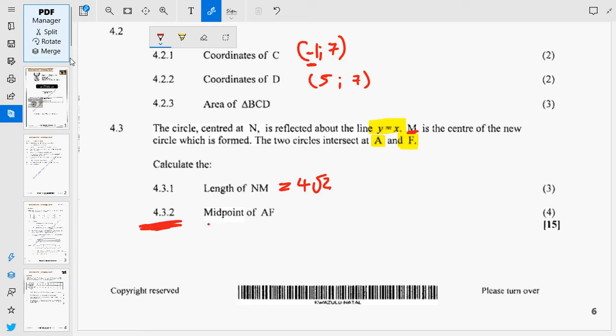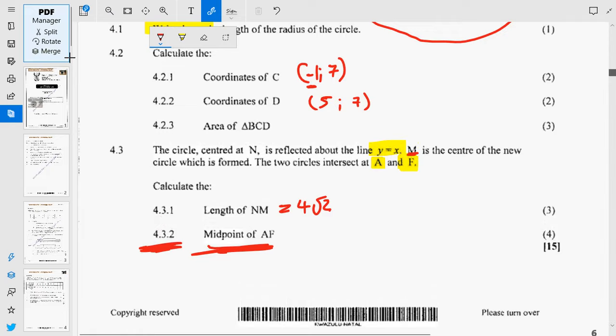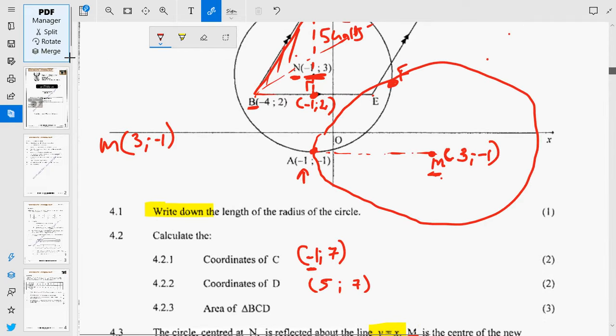Now, this is a very tricky question. They are asking you to find the midpoint of AF. Now, we don't know anything about F at this moment in time, but the examiner is asking us to calculate the midpoint of AF. Now, this question was a little bit tricky. I'm going to find the coordinate of F, but there's another way to do this. But I think finding the coordinate of F, we can all agree that it is much easier.